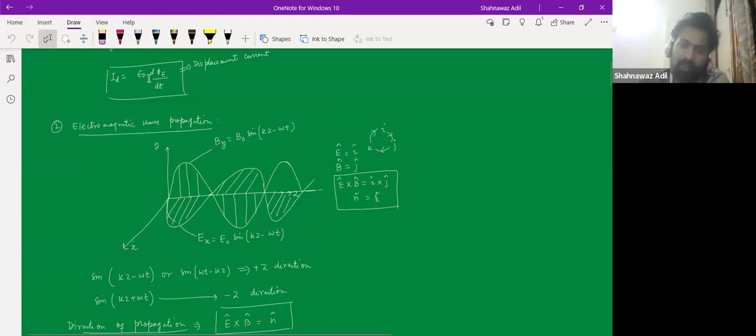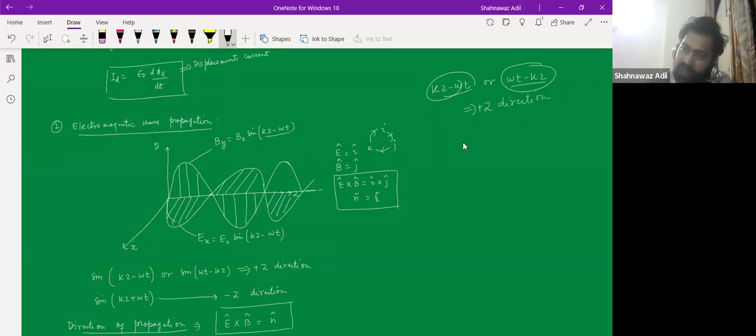So always remember, whenever you want to find the direction of propagation, you can see it from the wave function. If it is written kz minus omega t, or omega t minus kz, then for both these cases the propagation is along the plus z direction. And if we have a function like kz plus omega t, where both terms are positive, then the propagation is in the minus z direction.